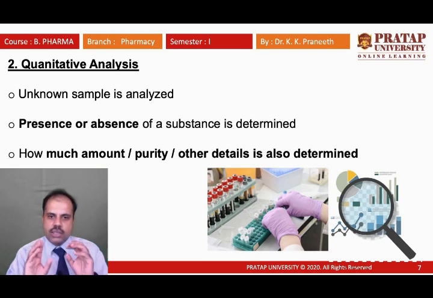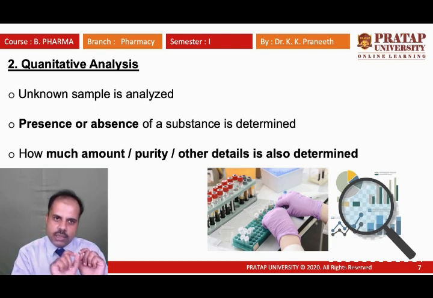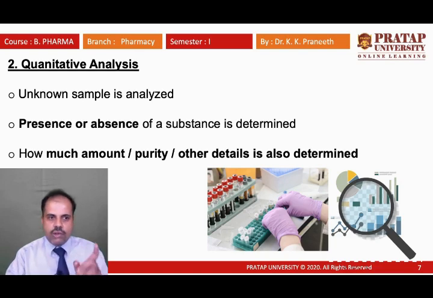If any other thing, more detail is needed. So it is complete information you can get from quantitative analysis, and for the qualitative analysis you only get very simple information, that is, a substance is present, a chemical is present or not. So I will give an example of this quantitative analysis.